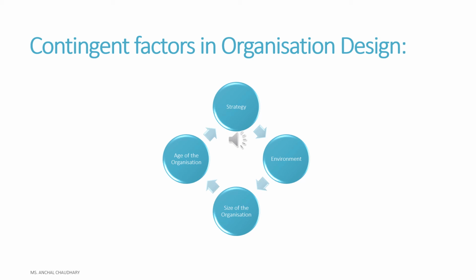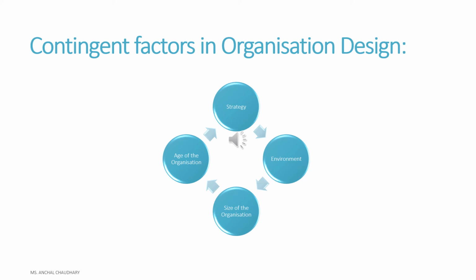Next is the size of the organization. The number of employees working in an organization indicates its size. All the employees are included and considered as the size of the organization. It is observed that large organizations differ structurally from small ones in terms of division of labor, rules and regulations. So all the things included in this are considered as the size of the organization. It has a great impact on the structuring of the organization design.